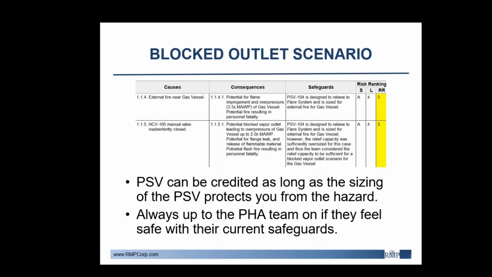So why were we able to credit PSV 104 even though it was not sized for a blocked outlet scenario? The reason is, in the external fire scenario, pressure reached up to 350 psig, whereas in the blocked vapor outlet scenario, pressure only reached up to 200 psig. So the team felt comfortable crediting PSV 104. I would usually still try to push a team to make a recommendation to verify that the calculations from PSV 104 prove that it can protect the vessel from a blocked outlet scenario. However, it may not be necessary if the team feels safe without the recommendation.